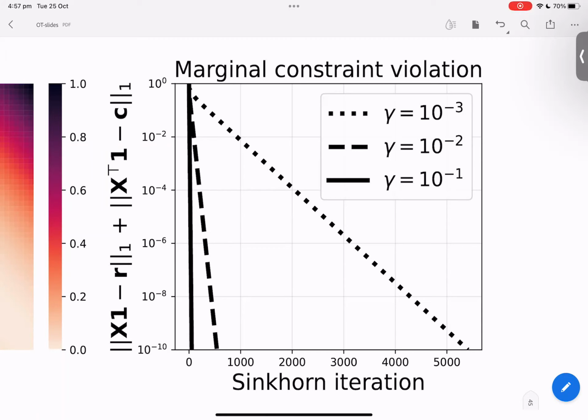And this is a behavior that we all know in optimization, because the higher gamma is, the more strongly convex your function is. And the more strongly convex, the faster you converge, right? We learned this from gradient descent before, right? So that's why the lower the regularization, the slower you converge.